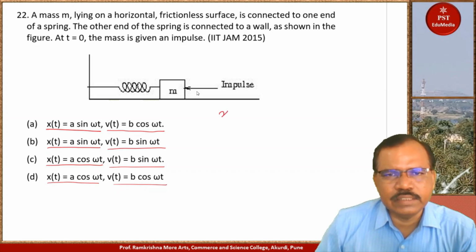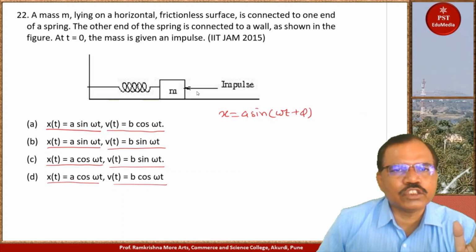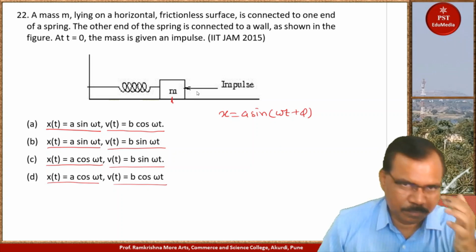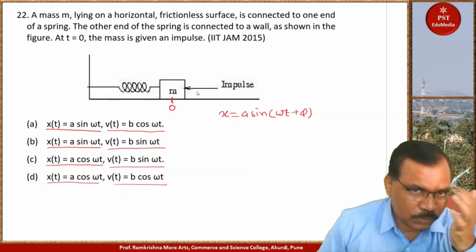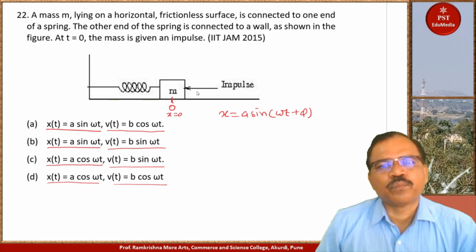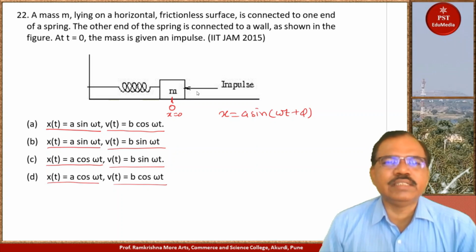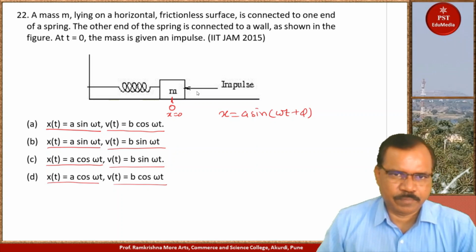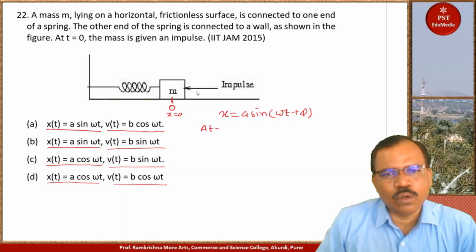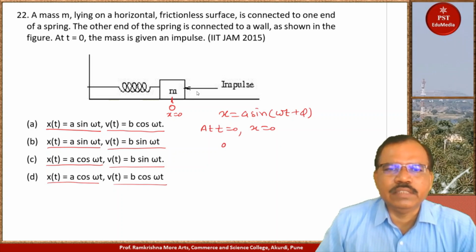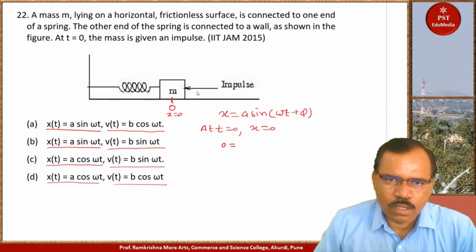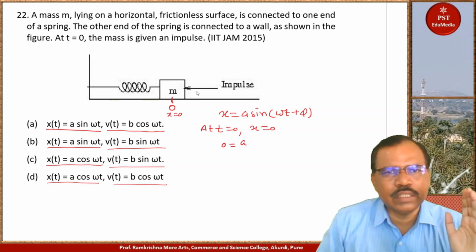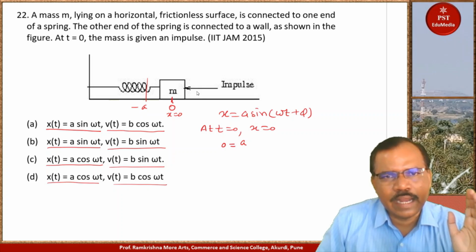Now see here, x is equal to, we know, A sin omega t plus phi. Now see here, when the spring is at rest, means relaxed position, this is your equilibrium position, that is x is equal to 0, and some impulse is given at that position, so it starts oscillating. So at t is equal to 0, what is x? X is equal to 0. Now the amplitude is A, so it can go up to minus A here, and up to plus A here.